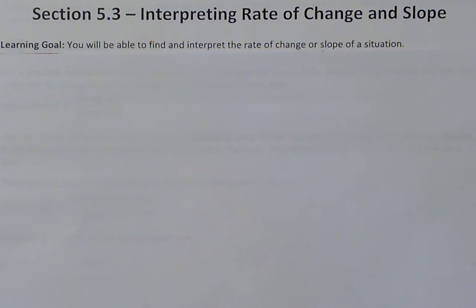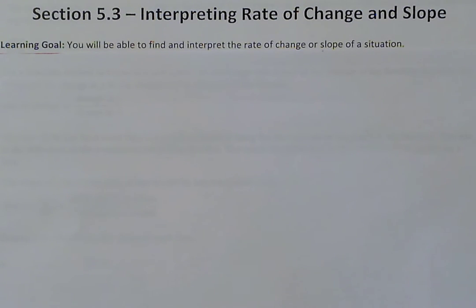For today's lesson, we're going to be taking a look at section 5.3, which is going to deal with interpreting rate of change and slope. Now, before we jump into stuff for today, I just want to make you aware that section 5.3 is the last section of module 5. So, as usual, that means that a quiz is upcoming, and I just want to make you aware of that. So again, Section 5.3 is the final section of Module 5.